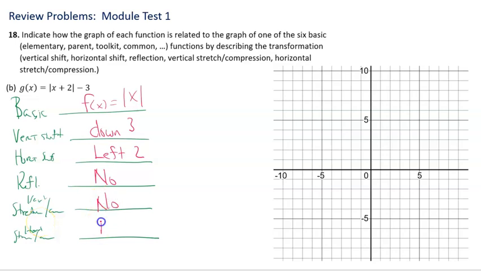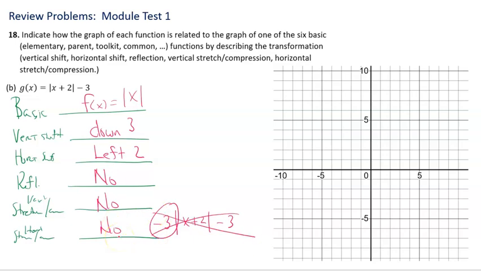No, there's not. What would that look like? You might have negative 3 absolute value of x plus 2 minus 3. That right there would be both a reflection in the x-axis and a vertical stretch by 3. So you need to multiply to have reflections and stretches and compressions. We don't have that, so no to all of those.